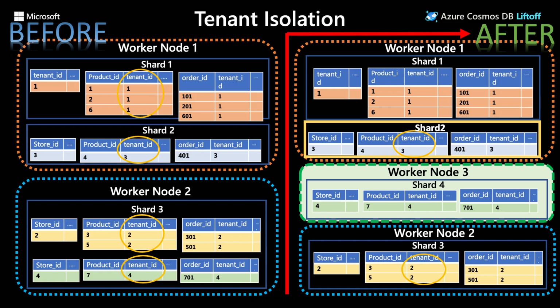This will be achieved in 3 steps. Number 1 will be adding a new worker node to the cluster. And then step 2: shard 3 contains data for two different stores, which is tenant ID 2 and tenant ID 4. So effectively, we need to isolate tenant ID 4 to its own shard. So step 2 will involve isolating the tenant 4 to its own shard. And then step 3 will actually move the data for the newly created shard from worker node 2 to the newly created worker node 3. Let us review this through our demo.